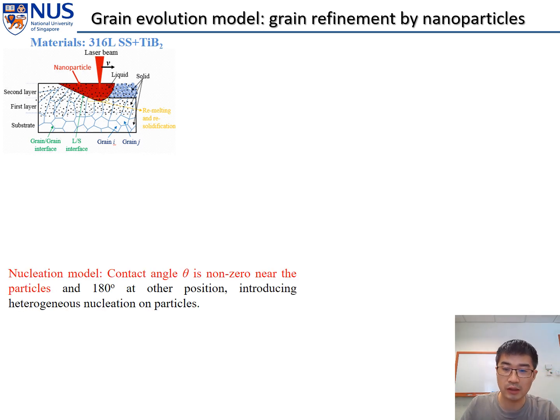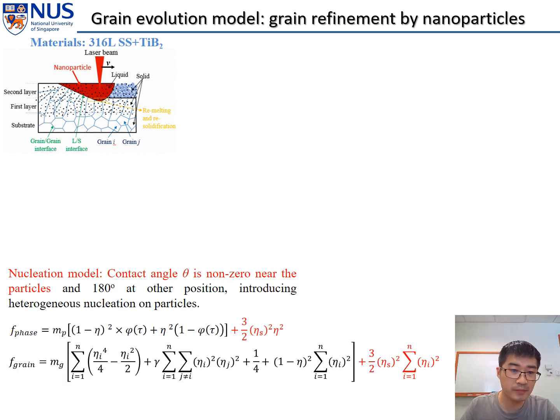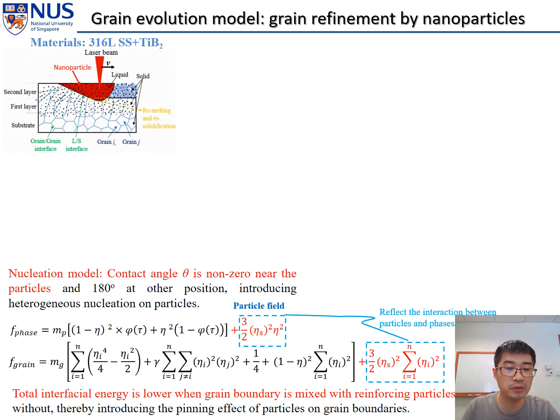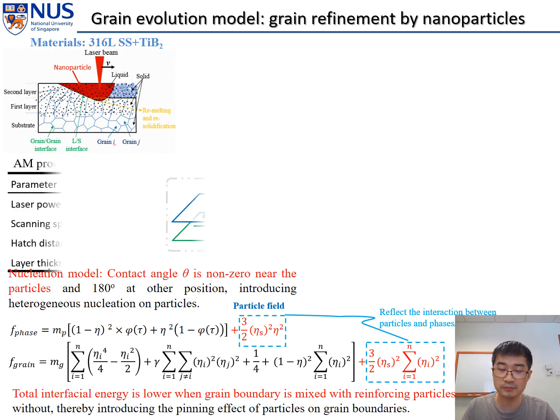So here, to explain this physical mechanism, we modify our nucleation model by setting the contact angle to be non-zero near the particles and 180 degrees at other positions, so that we can introduce heterogeneous nucleation on particles. And in the phase field model, we add two terms which indicate the interaction between particles and phases and grains. So the total interfacial energy is lower when the grain boundary is mixed with the particles, so that the pinning effect of the nanoparticle can be introduced on the grain boundaries.